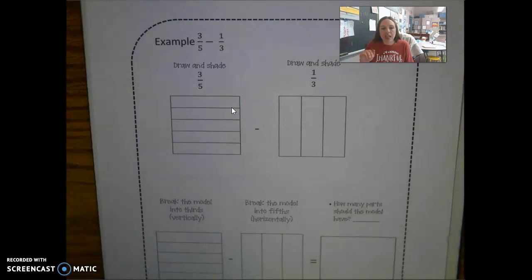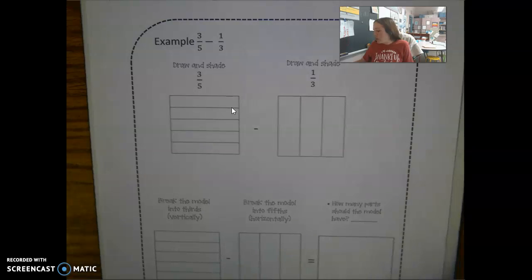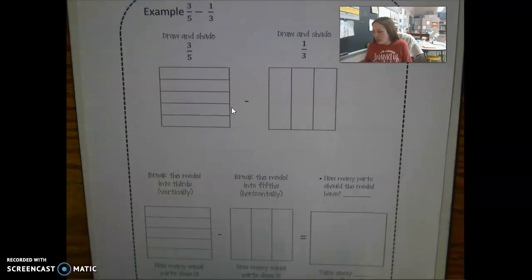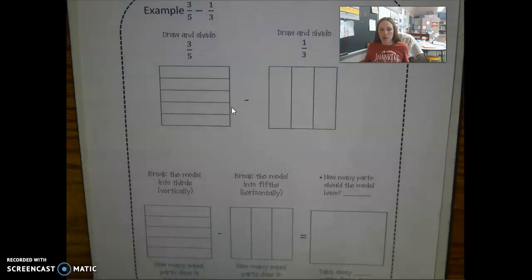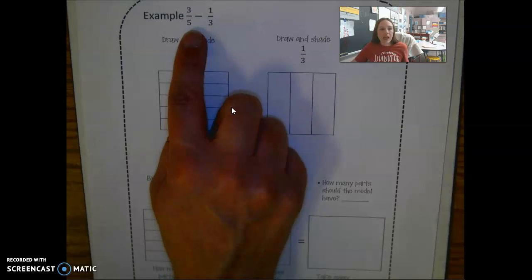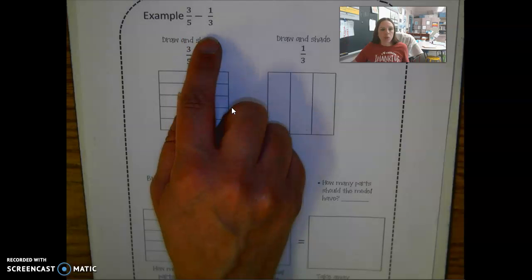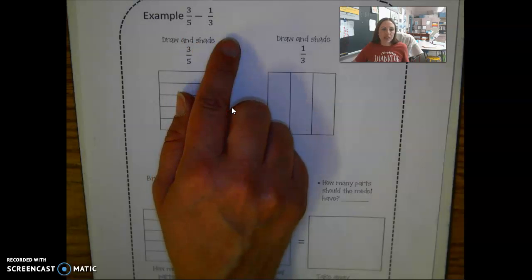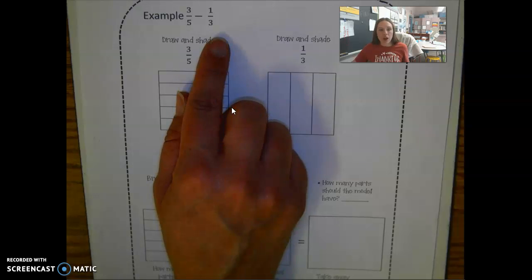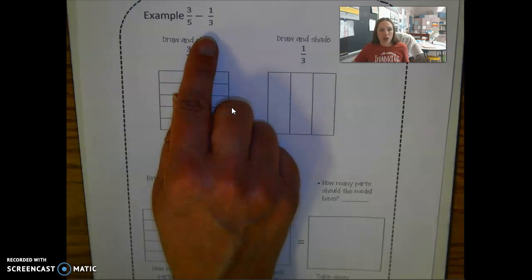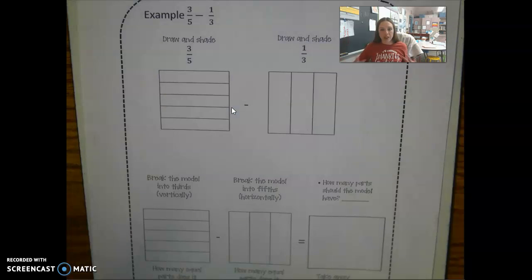So we're going to take a look again at modeling, but today we are focusing on subtraction. So we are going to use the models and shade them just like last time. So follow along with me in your notes. So here we have 3/5 minus 1/3. Well, we can't subtract them the way they are because their denominators are not the same. So we need to find a common denominator in order to subtract them. So we are going to create models and see if we can find a common denominator.